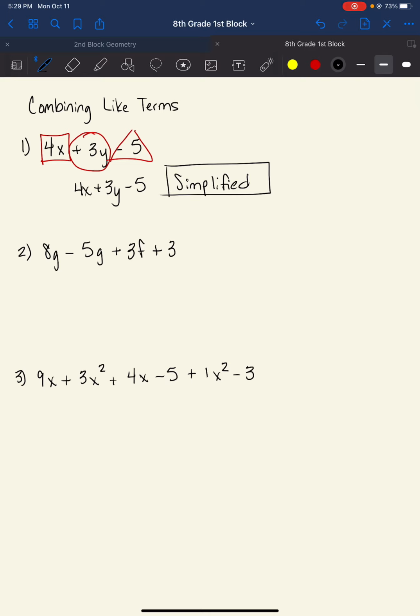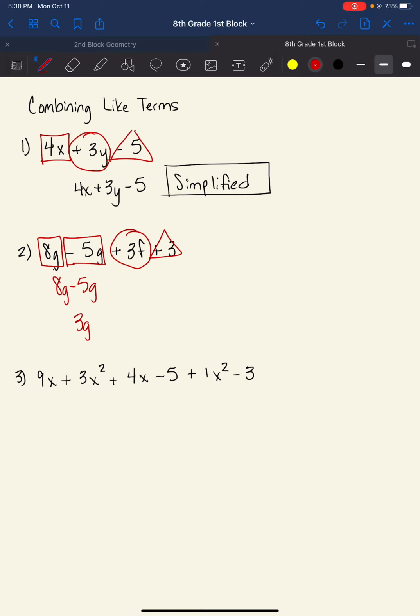Okay, let's review just for a second some of the things that we went over in the last week or so. So if you look at number 2, notice that I have 2 terms with the letter G. I do not have anything else with an F, and then the 3 also has no other terms to combine with it. Okay, what I do have here though, I can take the 8G minus 5G, and I can combine those two. That turns out to be 3G.